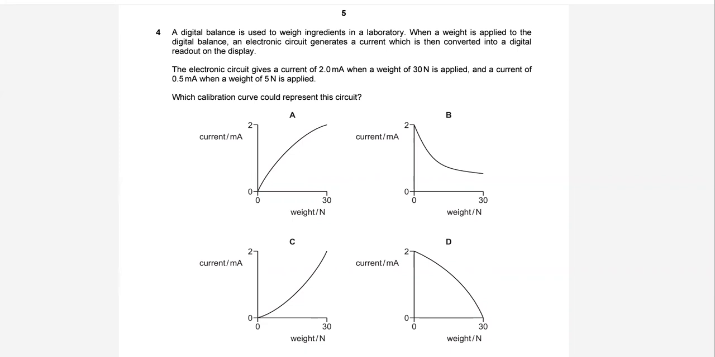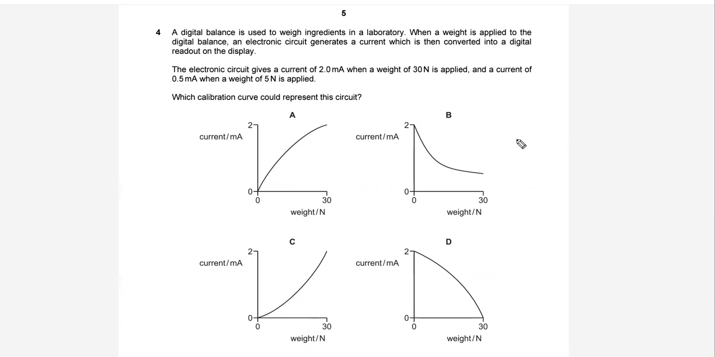The question reads, a digital balance is used to weigh ingredients in a laboratory. When a weight is applied to the digital balance, an electronic circuit generates a current, which is then converted into a digital readout on the display. The electronic circuit gives a current of 2.0 milliamps when a weight of 30 newtons is applied, and a current of 0.5 milliamps when a weight of 5 newtons is applied. Which calibration curve could represent this circuit?